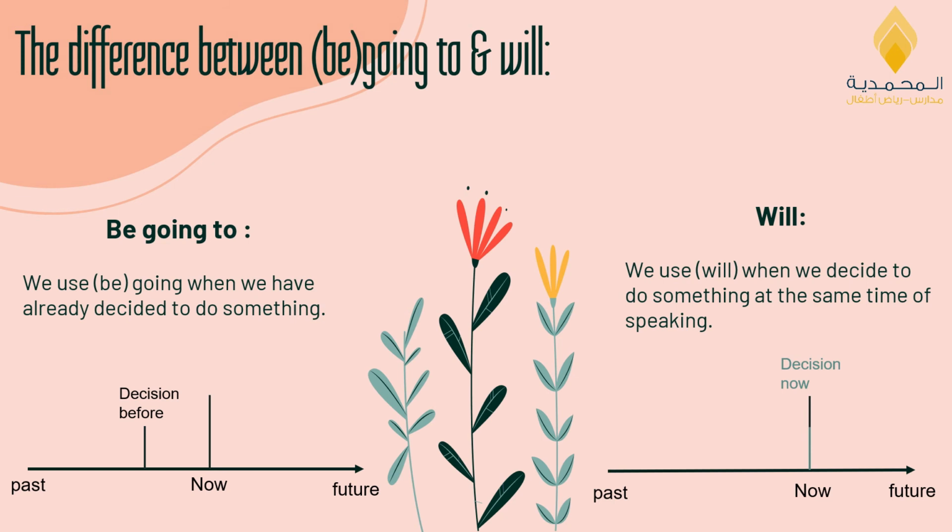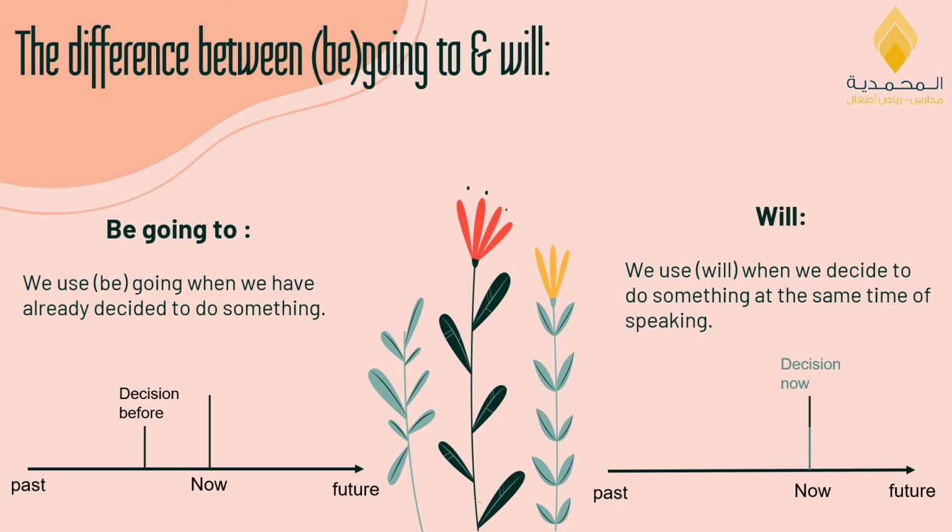Now I know that you all will mix between be going to and will. So what is the difference between be going to and will? Starting with be going to, we use be going to when we have already decided to do something. Take a look at the timeline here. So I made the decision before now, before the moment of speaking, and that's why I am going to use be going to. Or if I have an evidence that makes me sure that the action will happen, I am going to use be going to.